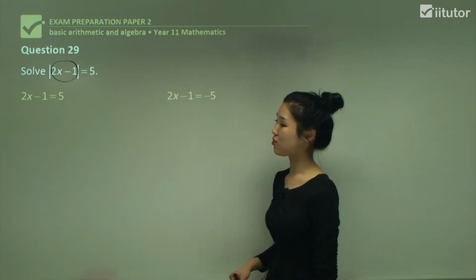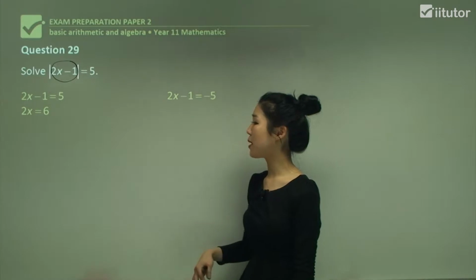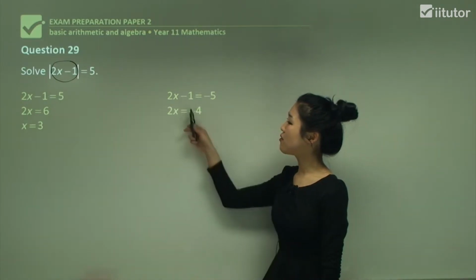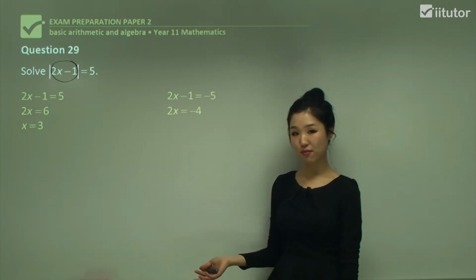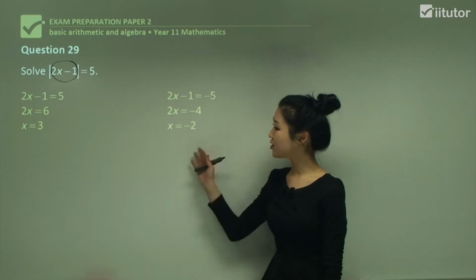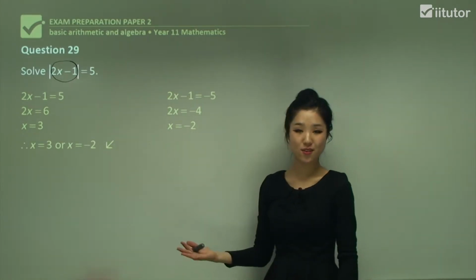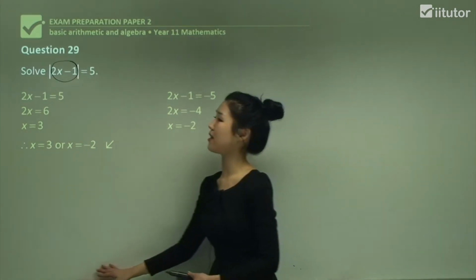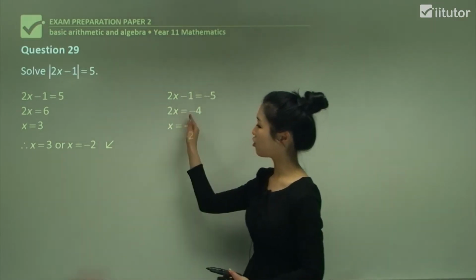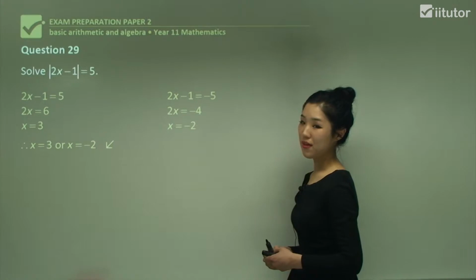So solve them individually. Move the 1 over, so 2x equals 6. Divide by 2, so x equals 3. Now this side, move the 1 over, so 2x is negative 4. Divide by 2, so x is negative 2. So two solutions, the final answers are x equals 3 and negative 2. That's it. So that was pretty simple, wasn't it? Just remember that there's two different cases you must consider, okay? Two different cases. One's positive, one's negative.